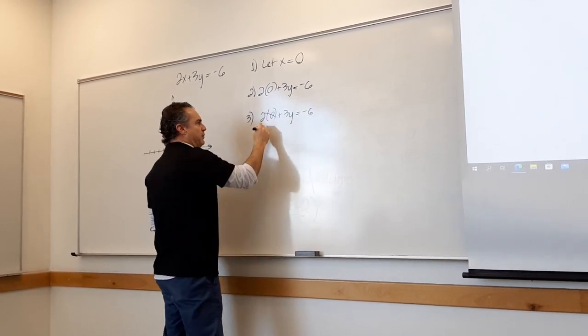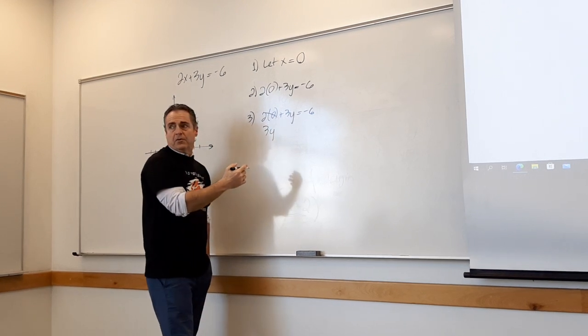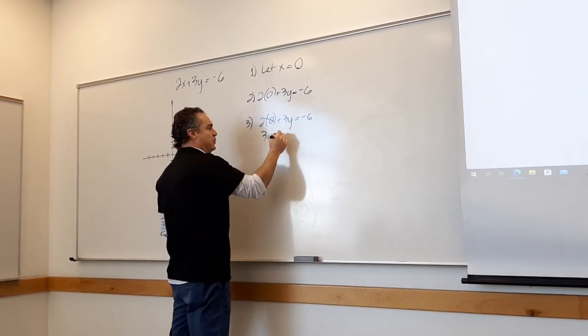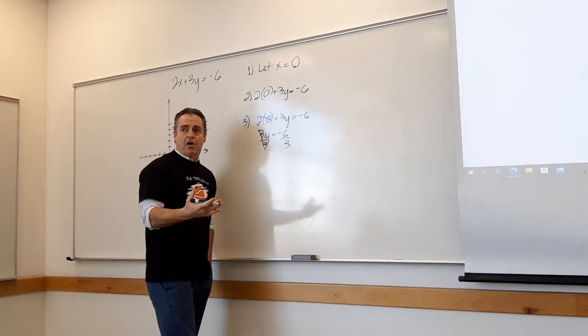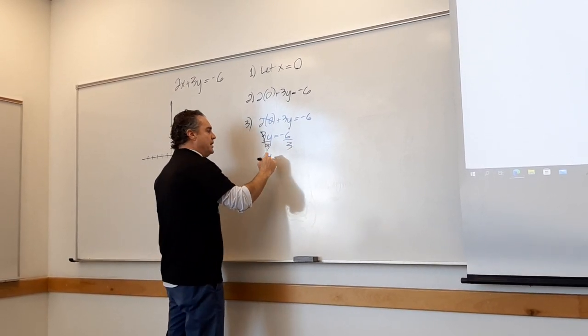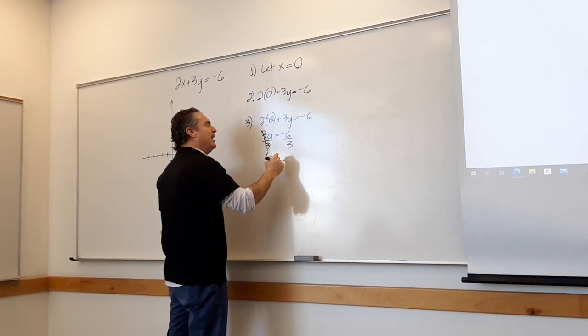This cancels. I'm left with 3y. Do you see why the 0 is so powerful? Super fast math. 3y equals negative 6. Divide by 3. Divide by 3. I have my skills from my 3-step process to solving coming into play here, right? y equals what? Negative 2.